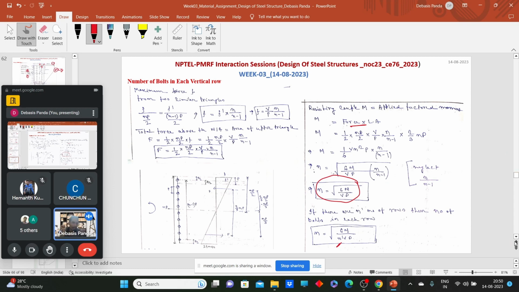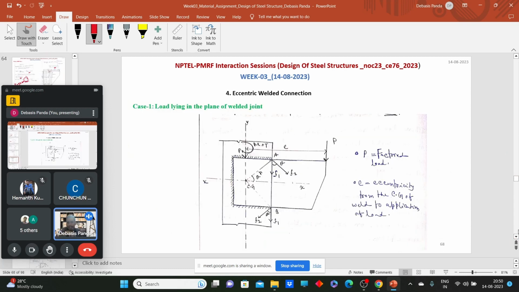Now we need to quickly go through the eccentric welding connection. The first case is when the line of action of load and the plane of the weld are on the same plane. For these cases, what will occur?